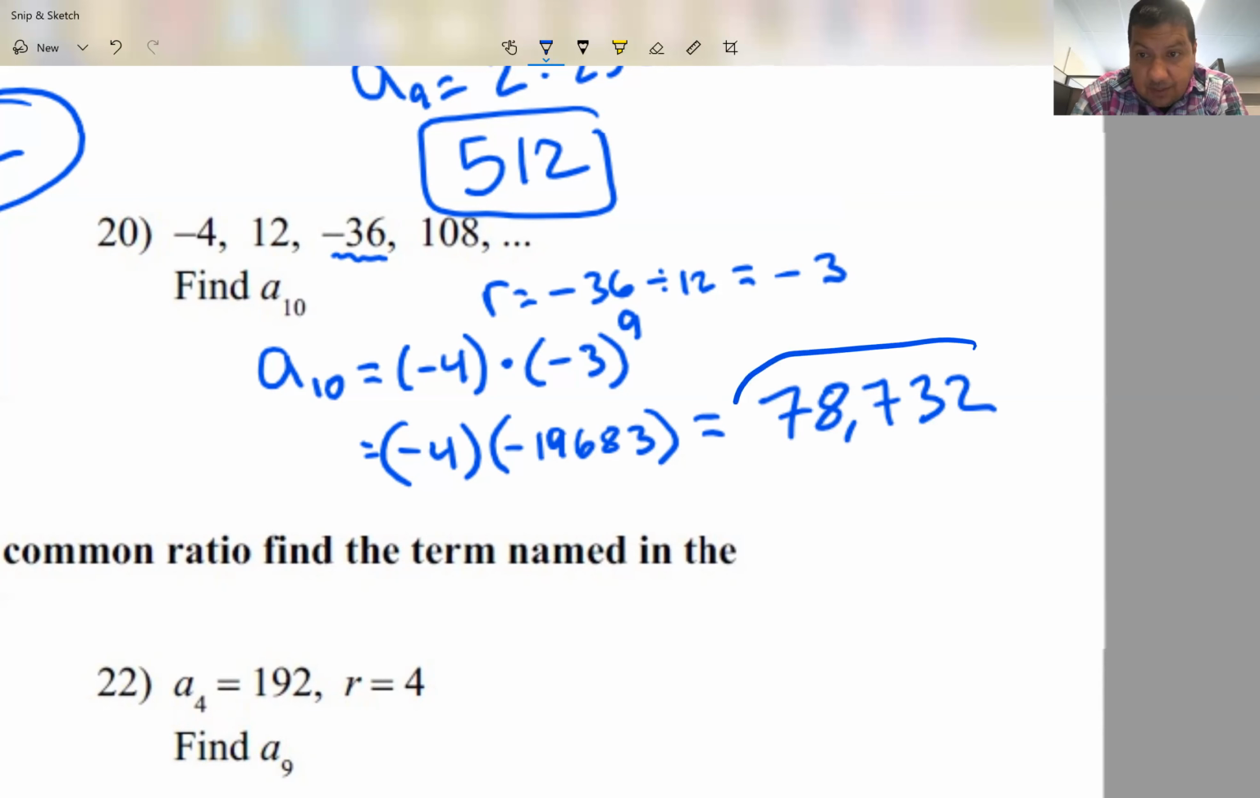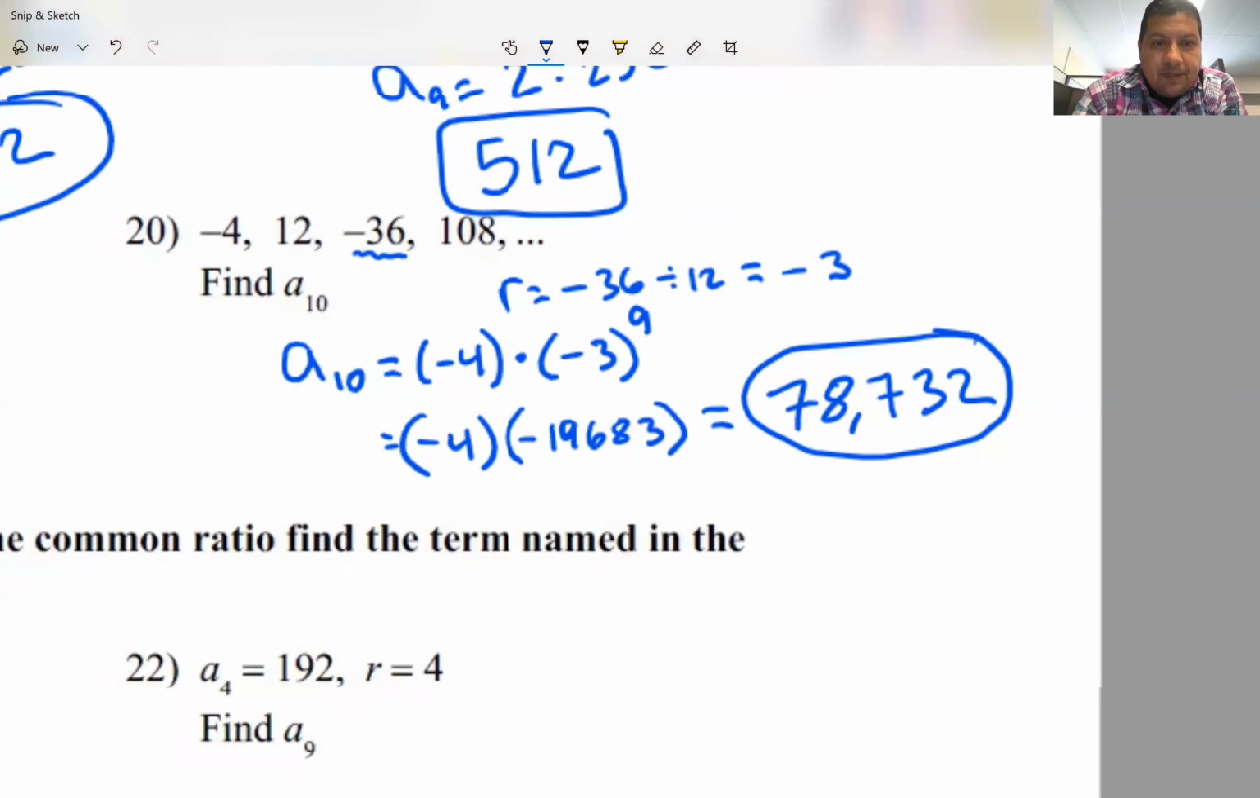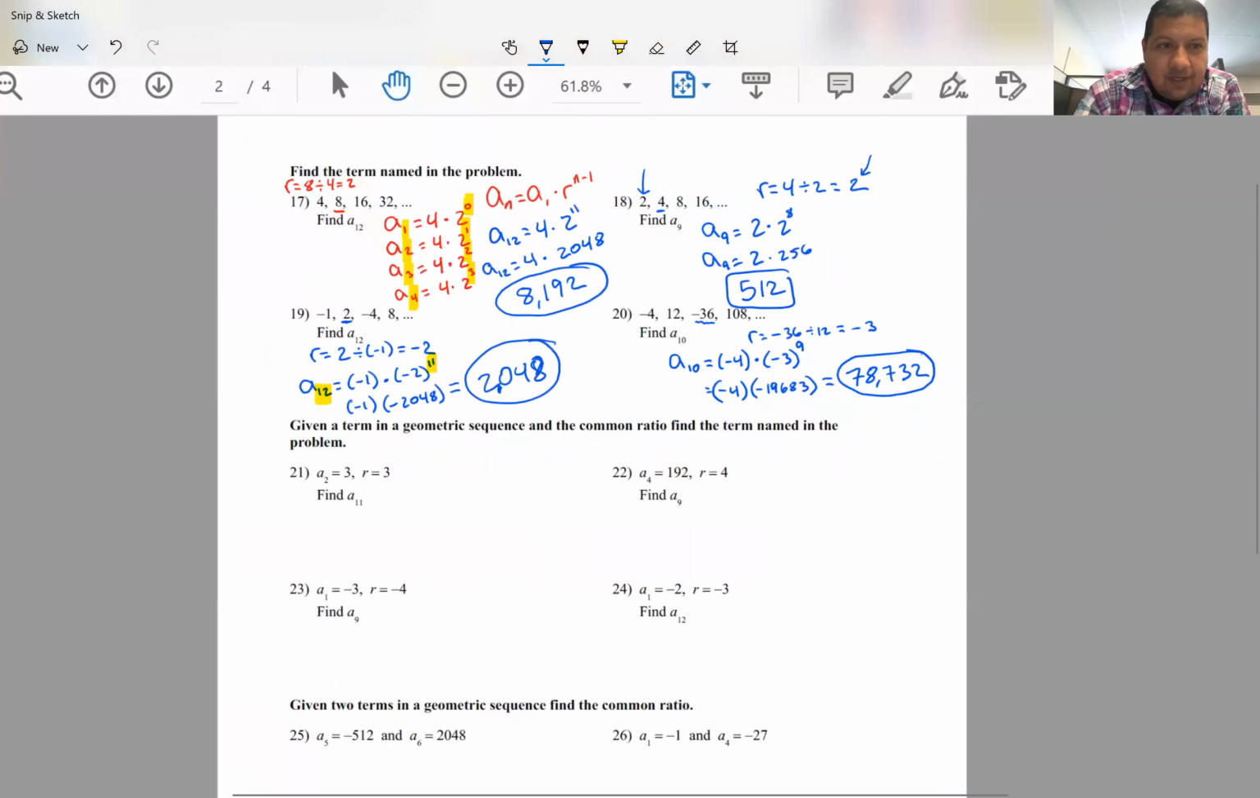Like I mentioned, expect your answers to be big. I really don't want you to do this the long way. Like I said, you could, right? I gave you 4 numbers on the list. I'm asking for the 10th one. So obviously find a number, the 5th, the 6th, the 7th, the 8th, the 9th, and then the 10th. You can do it the long way. I don't suggest it, but you can do it. Okay, so that's that. Let me take a look at number 21.